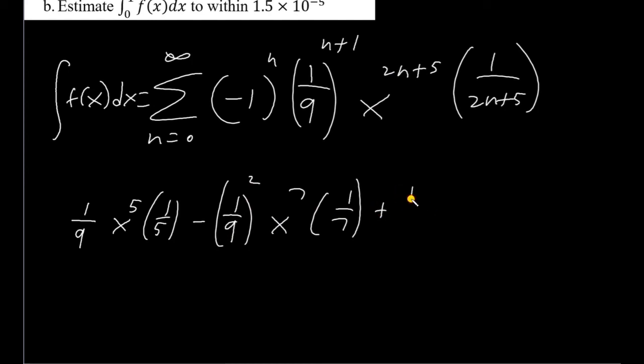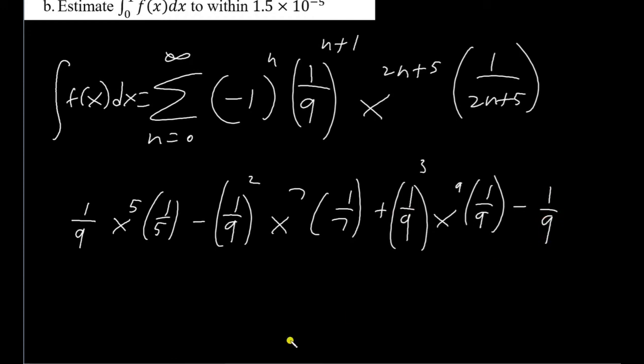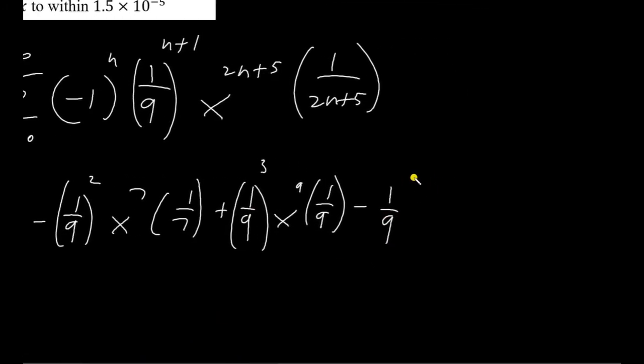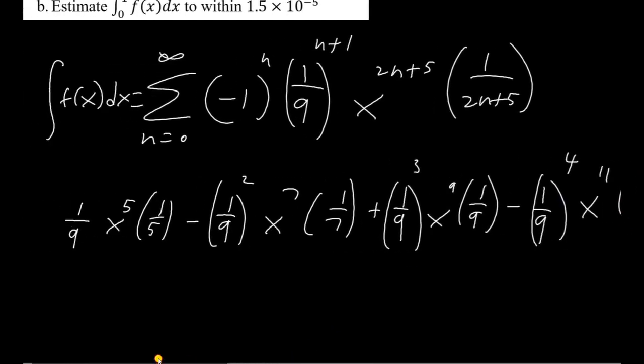And then I can repeat this process. I'll do it 2 more times for no particular reason. Minus 1/9 to the 4, x to the 11, 1 over 11. Okay, so we've done this, right? Now let's see what we do now.